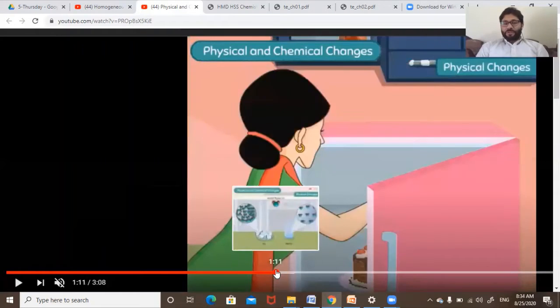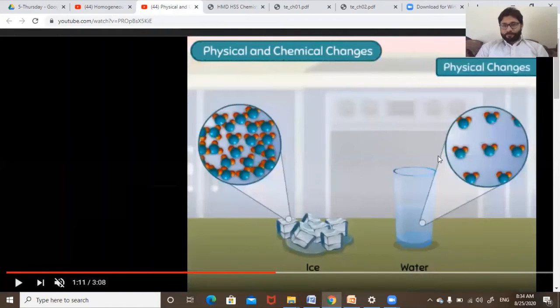So now, dear student, if you look into this one, when ice converts into water or liquid state, look, the same water molecules are here, the same formula H2O, only the molecules are a little bit far apart from each other. We can call this one a physical change.